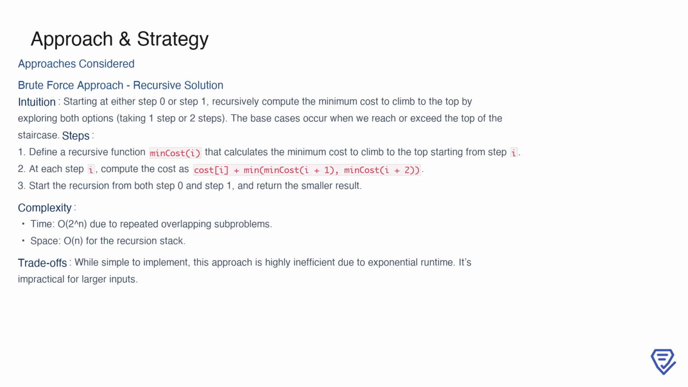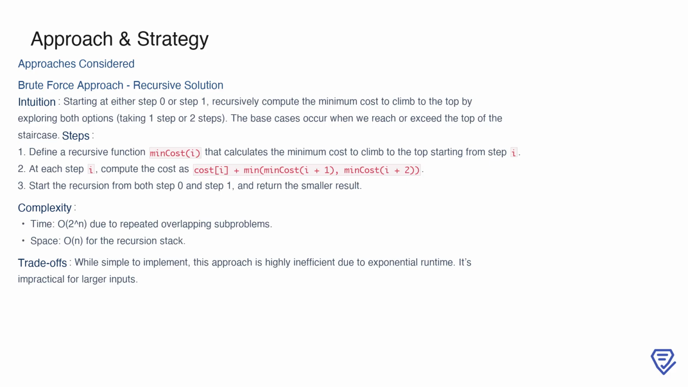To solve the min-cost climbing stairs problem, we first consider a brute force approach using recursion. The intuition here is to start at either step 0 or step 1 and calculate the minimum cost to reach the top. At each step, we explore two options: taking 1 step forward or taking 2 steps forward. The cost at each step is the current step's cost plus the minimum cost of the next 2 steps. This is implemented by defining a recursive function, minCost(i), that computes the minimum cost from step i to the top. The base cases occur when we either reach or exceed the top of the staircase.